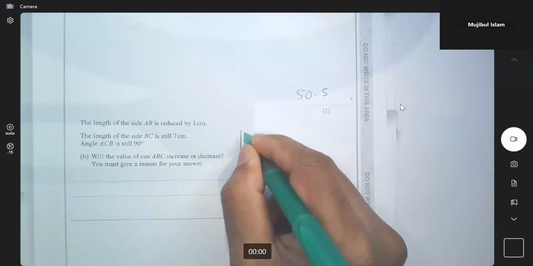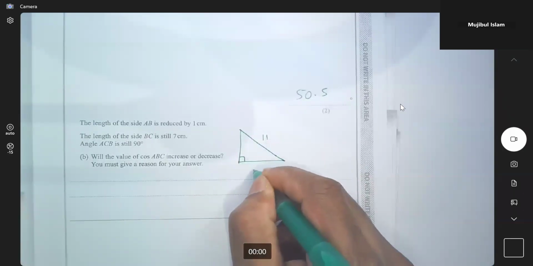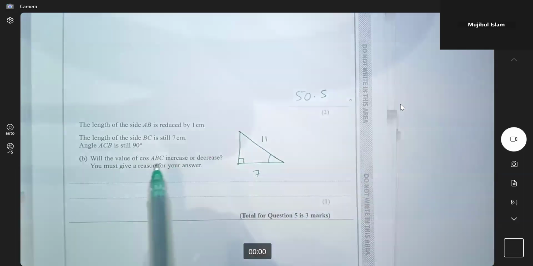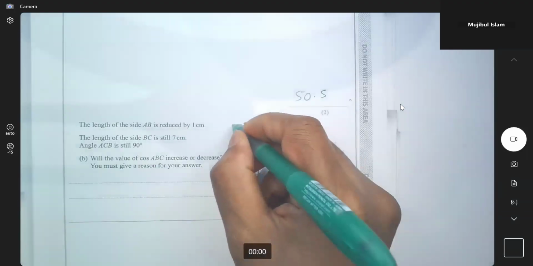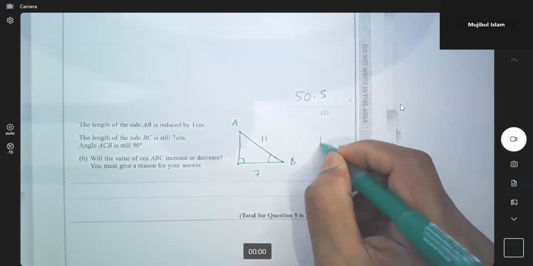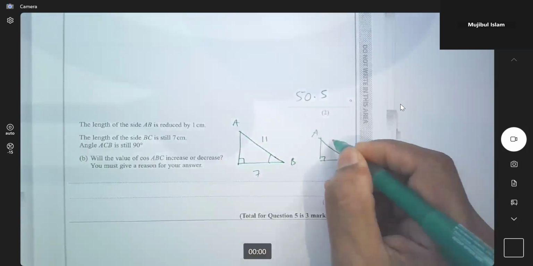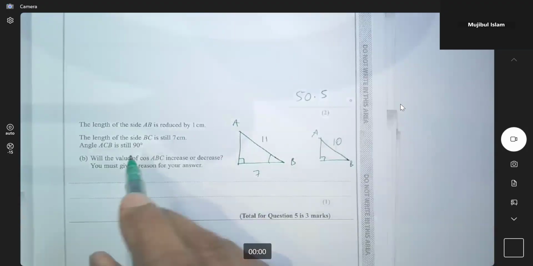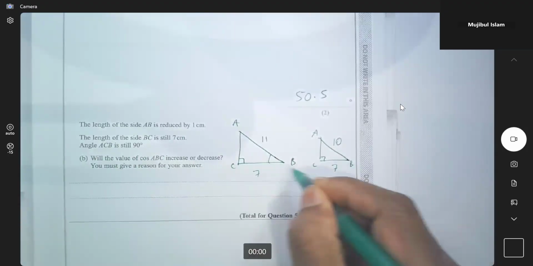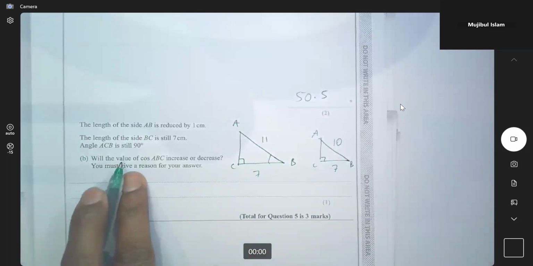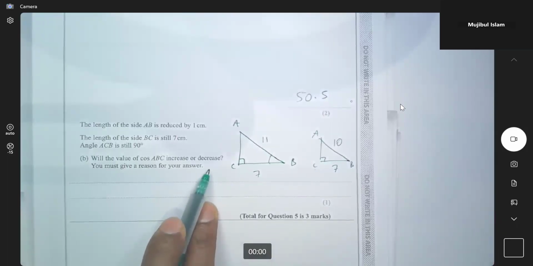if I have the question here, the original question is 11, 7. So the length of the side AB is reduced by 1 centimeter. AB is reduced by 1, so now this becomes 10. The length of side BC is still 7. So this is still 7. Angle ACB is still 90 degrees. Will the value of cos ABC increase or decrease?